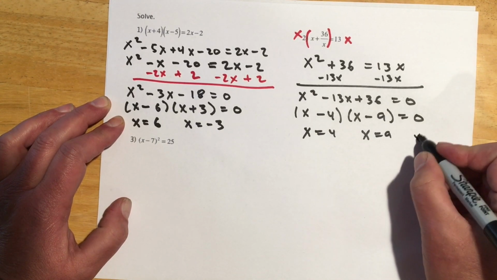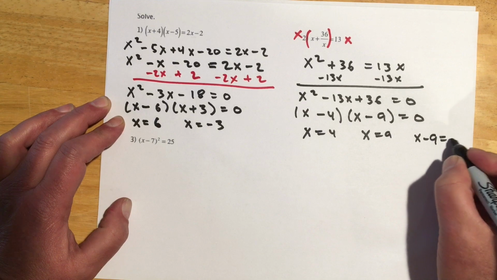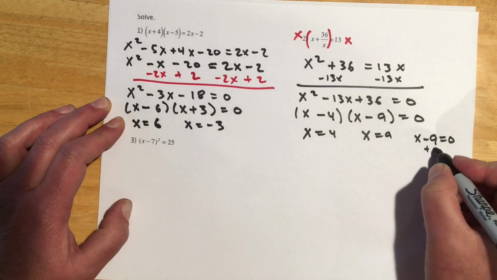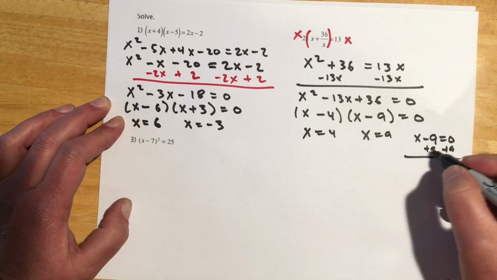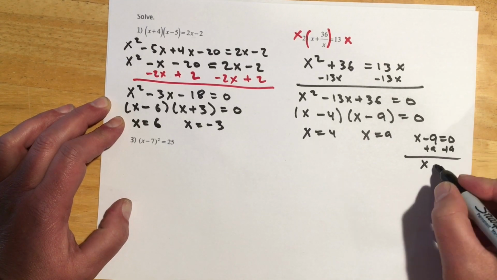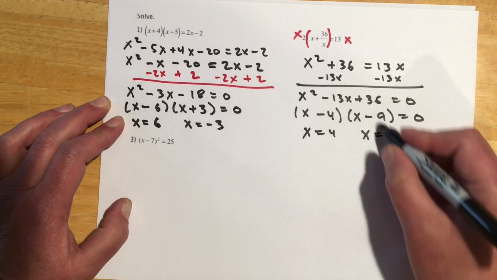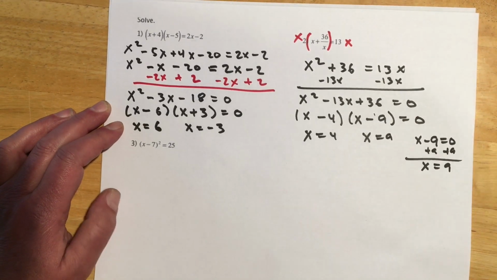And again, the reason the signs are opposite is because I'm just setting that to 0 and adding the 9 to both sides. So either way, if this is plus, I'm subtracting, so it's opposite, minus, it's plus. So that's why these have opposite signs.